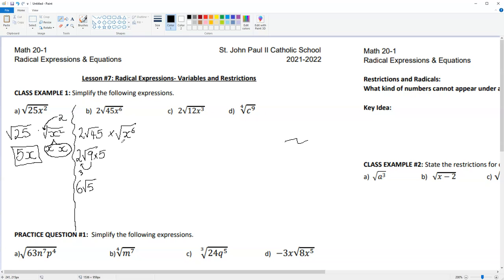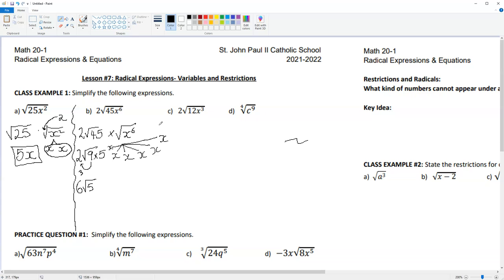Of course, if I looked at that as a factor tree, it'd be 1, 2, 3, 4, 5, 6 x's. Okay, so let's put in those x's. 2, 3, 4, 5, 6. Okay, that's my factor tree of x to the power of 6.